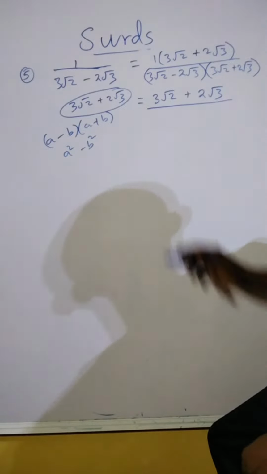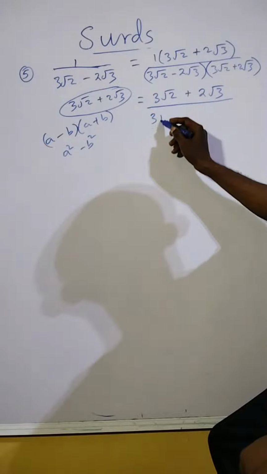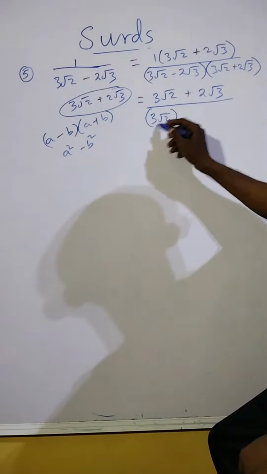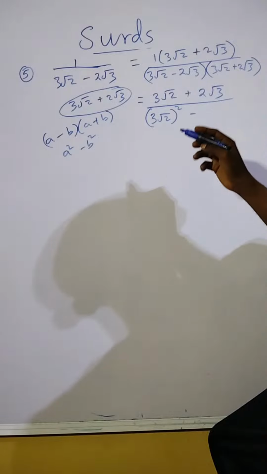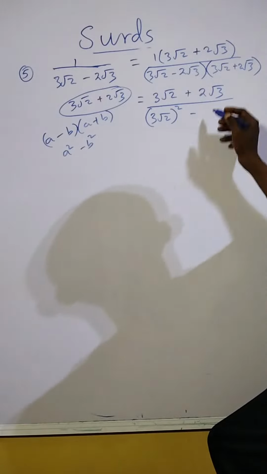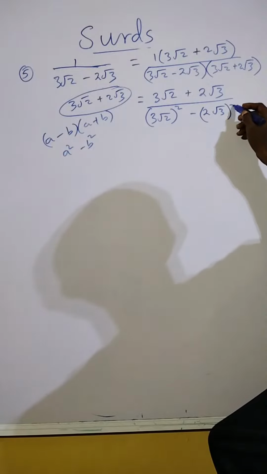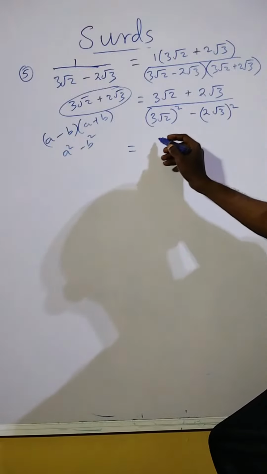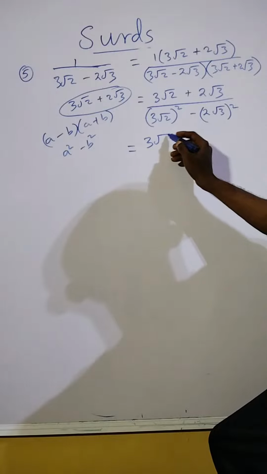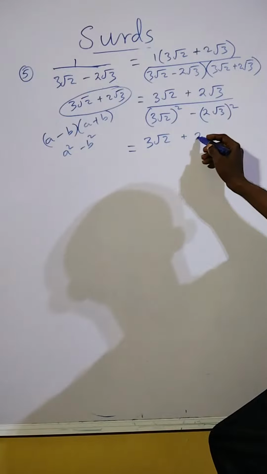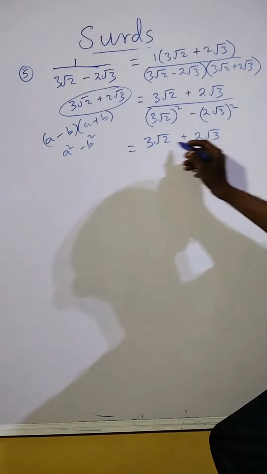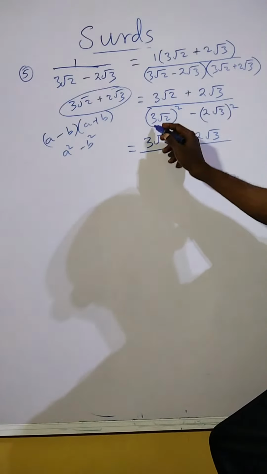And here a is 3 root 2. So we have 3 root 2 all square, minus b is 2 root 3. So we have 2 root 3 all square. That is here, we have 3 root 2 plus 2 root 3 divided by this square of 3.